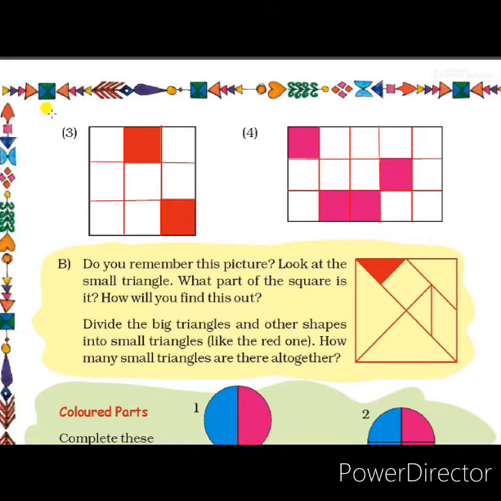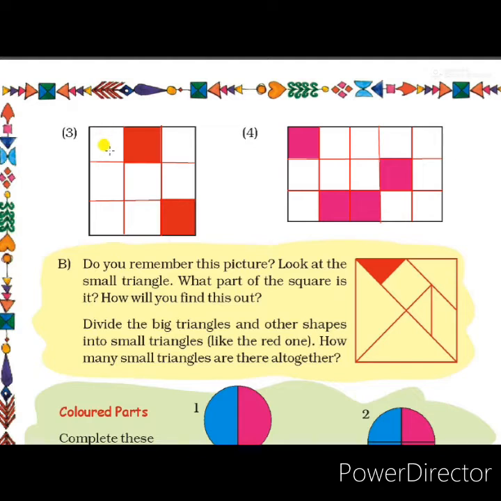Now see our figure 3. It is also a square. See students, see that figure in your textbook. It has not been divided in the textbook, but I already divided it. How many parts are there if we divide that square into equal parts?